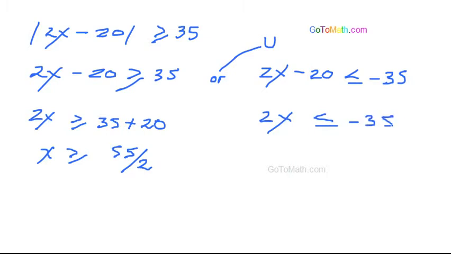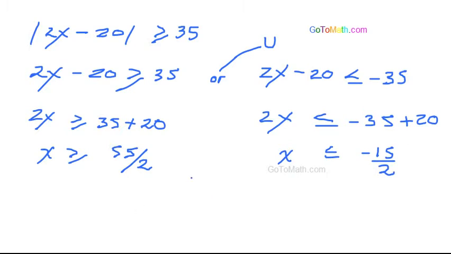Negative 35 plus 20 is negative 15. So we have 2x is less than or equal to negative 15, and we take that 2 diagonally down.